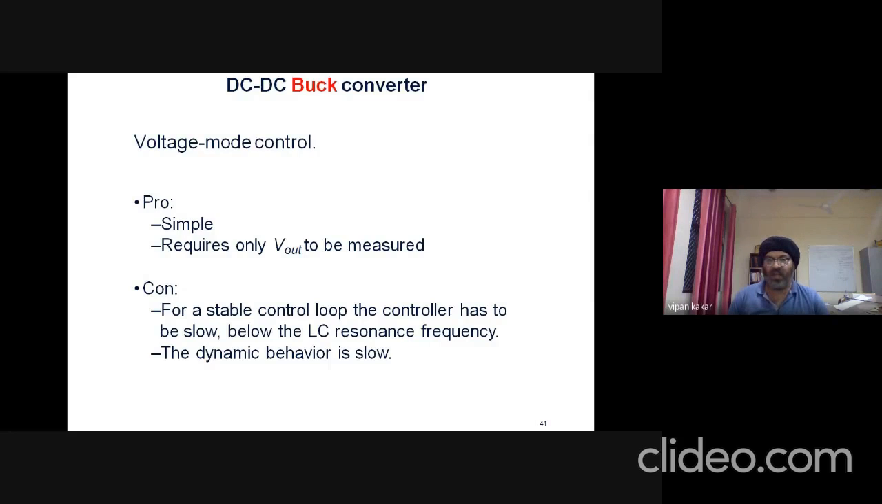It requires only Vout to be measured, because Vout is getting feedback, which is measured by the controller, and that's all.